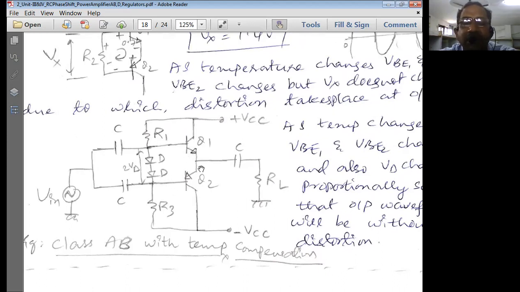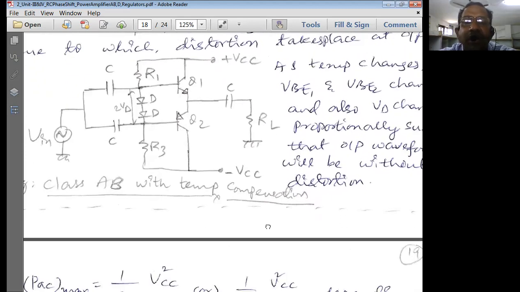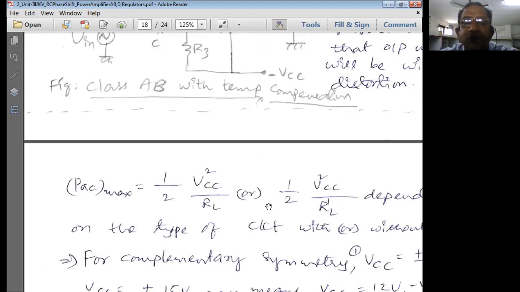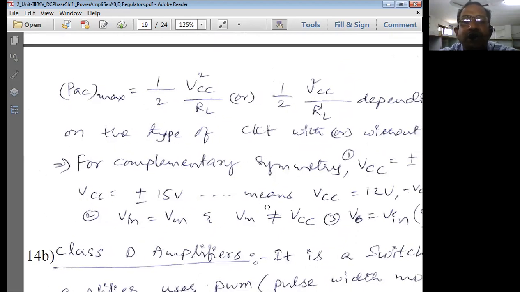If VBE increases, the voltage across the diode increases. If VBE decreases, the voltage across the diode is also going to decrease proportionately, provided the transistor and the diode have similar input characteristics. Under those conditions, we can get the class AB complementary symmetry push-pull power amplifier with temperature compensation circuit. So this is what we can have over there.